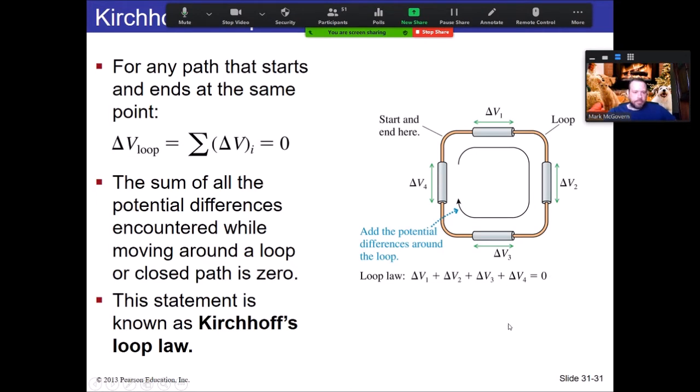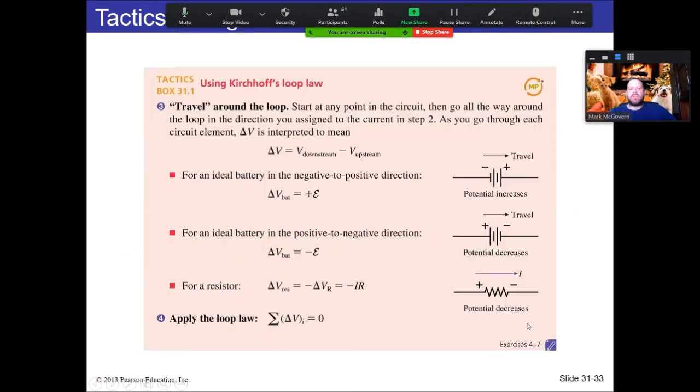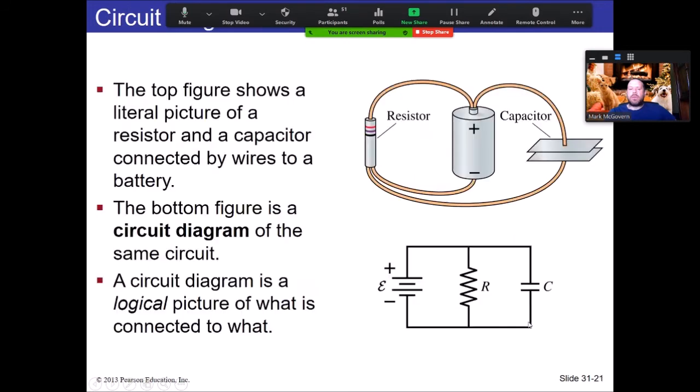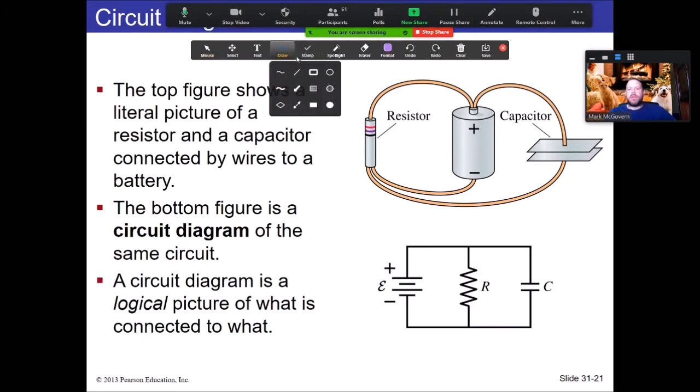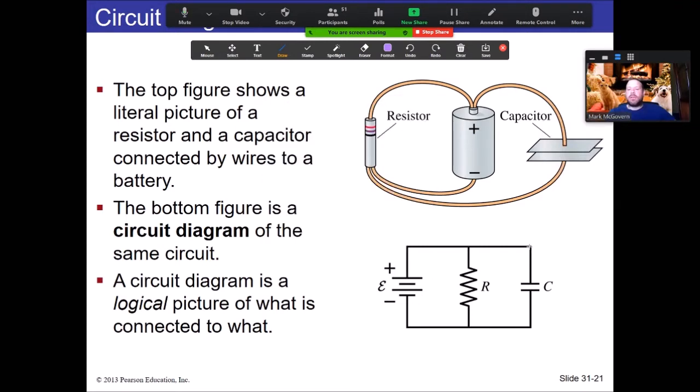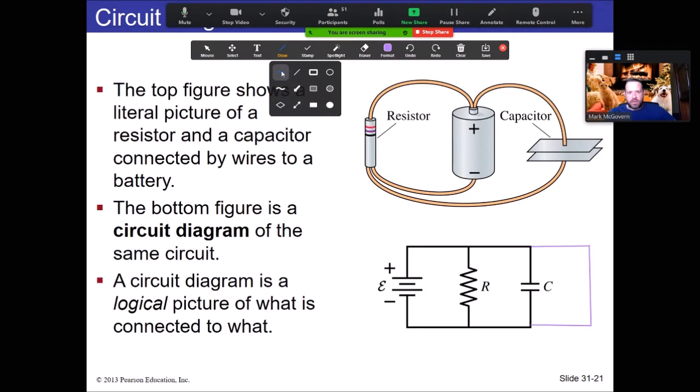So, in fact, let's go back for a minute here. Okay, look at this diagram here at the bottom. How many loops are there? Are there 3? 3. How many loops are there now? Let's put in a resistor here. That's my resistor. How many loops are there?